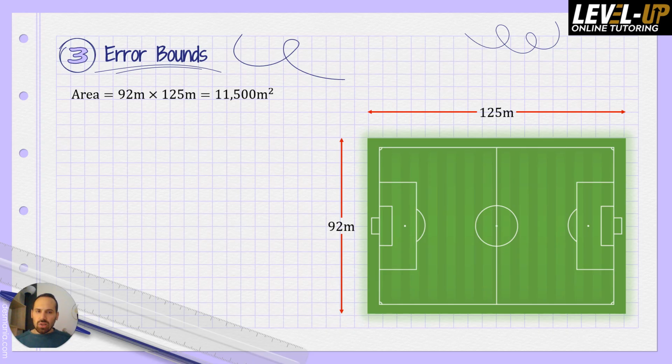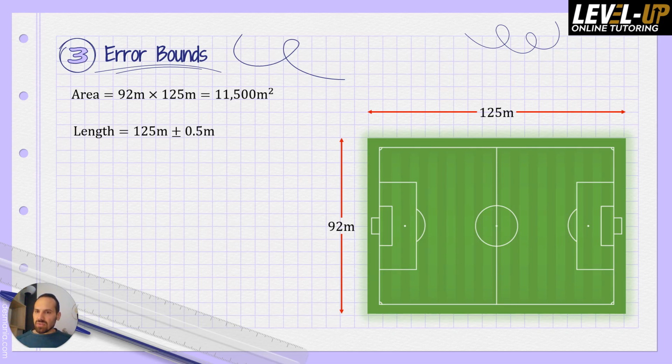But say we now learn that these two distances were rounded to the nearest meter. What we're trying to do here is calculate, for example, how much seed we need to buy to regrass this field, and we need an accurate measurement of the area. Because of this rounding, there's going to be an error bound associated with that area, and we want to work out what that error bound is.